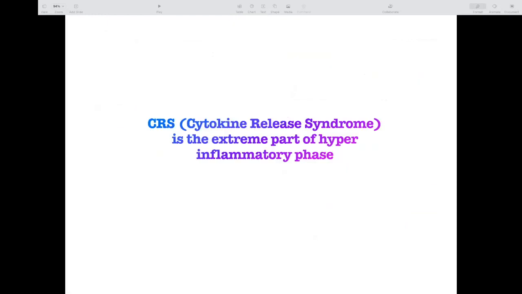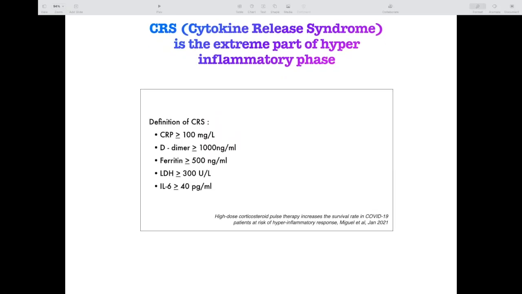So a little bit on CRS. CRS means cytokine release syndrome. It's basically the extreme part of the hyperinflammatory phase. The definition of CRS is the presence of any one of the following: if your CRP is more than 100, if your D-dimer is 1000 and above, your ferritin is 500 or more, your LDH is 300 or more, or if your interleukin 6 level is more than 50 pg per ml.